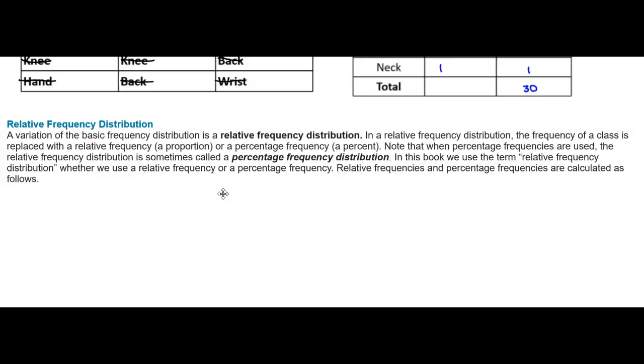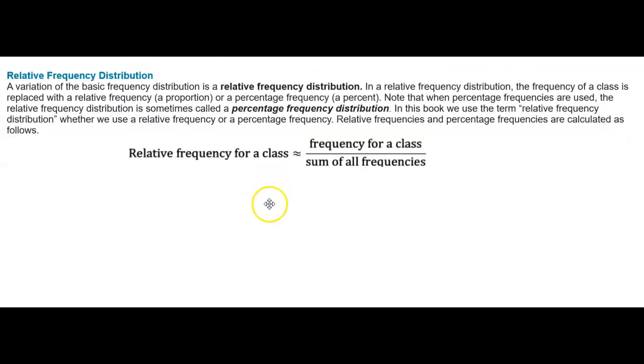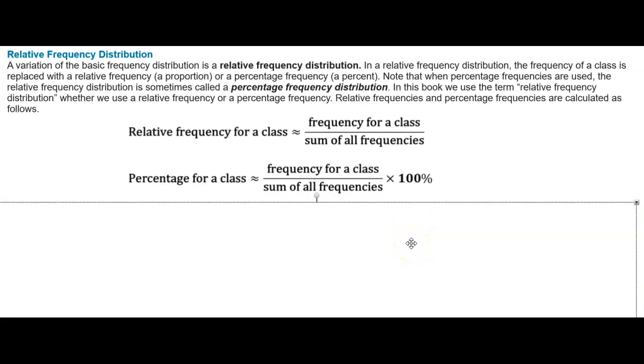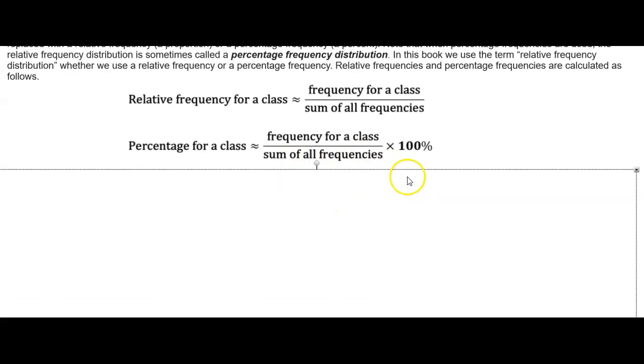In this particular course and the book, we use the term relative frequency distribution, whether we use a relative frequency or a percentage frequency. Now, relative frequencies and percentage frequencies are calculated as follows. The relative frequency for a class is the frequency for a class divided by the sum of all the frequencies. Now, the percentage for a class is equal to the frequency for a class divided by the sum of all frequencies and then multiplying it by 100%.